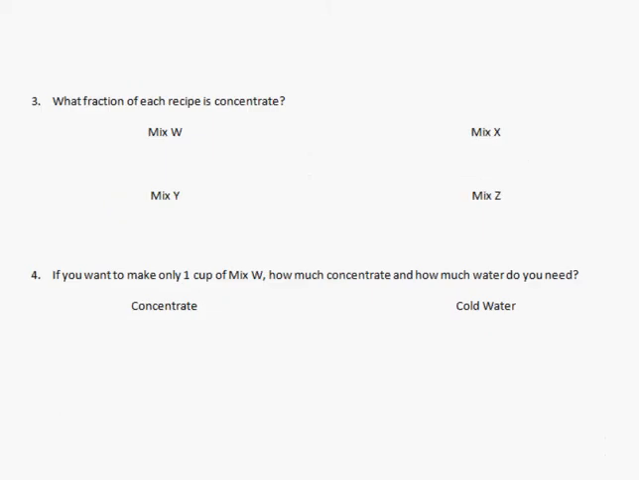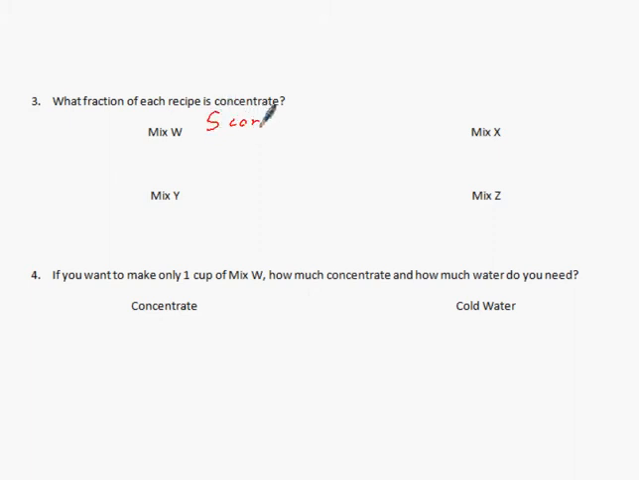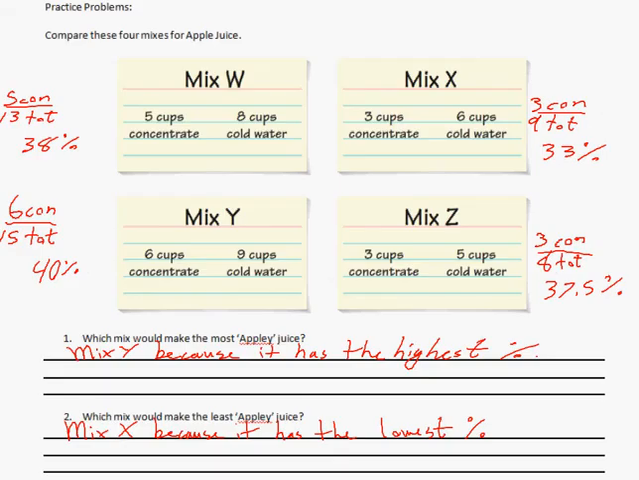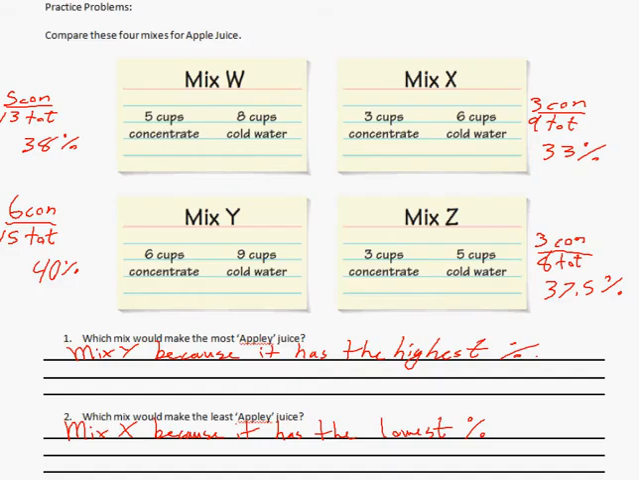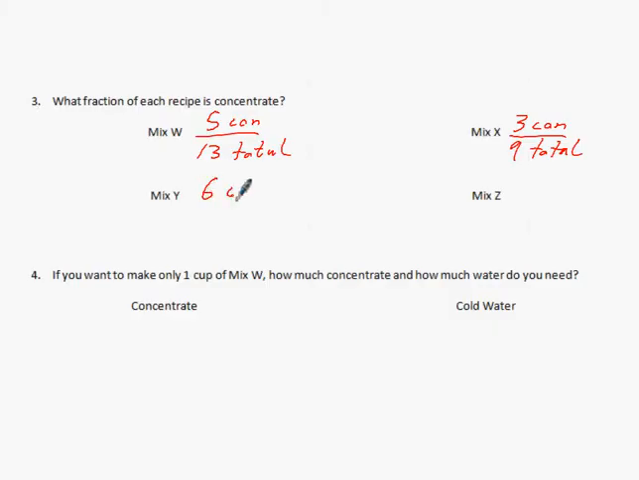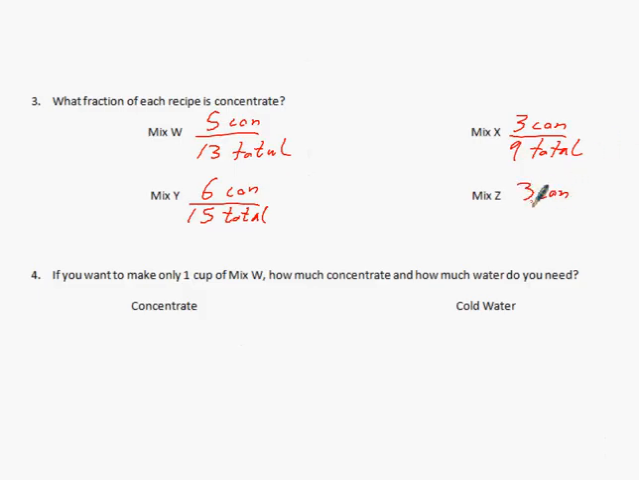What fraction of each recipe is concentrate? Well, we just did that, so I'm going to copy it over. 5 over 13, 3 over 9, 6 over 15, and lastly, 3 over 8. Nothing else to do there.